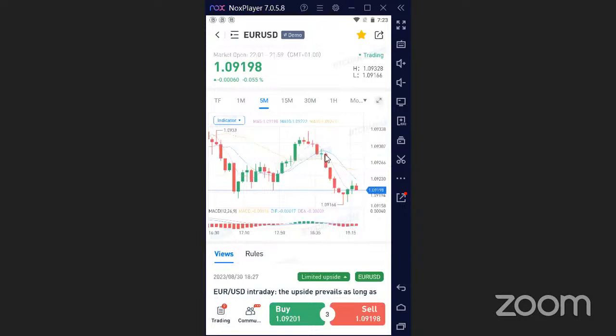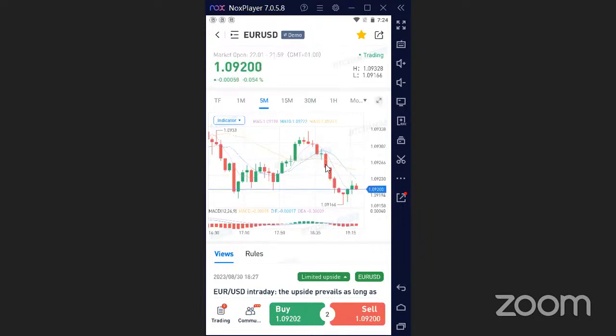And look at this. The same thing happened here. Look at this. The blue is on top. Okay, it crossed above, not below. It crossed above the purple. Then what happened? The market started coming down. This is 5 minute time frame. This candle, this candle, this candle is money, guys.